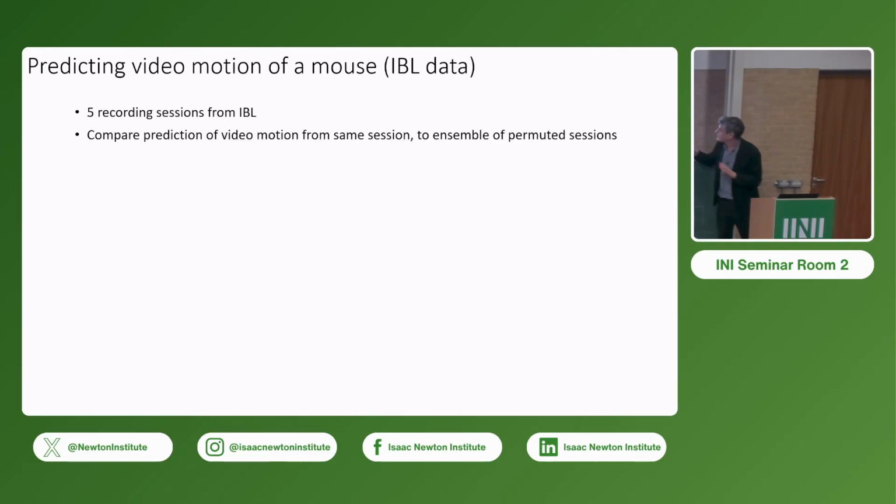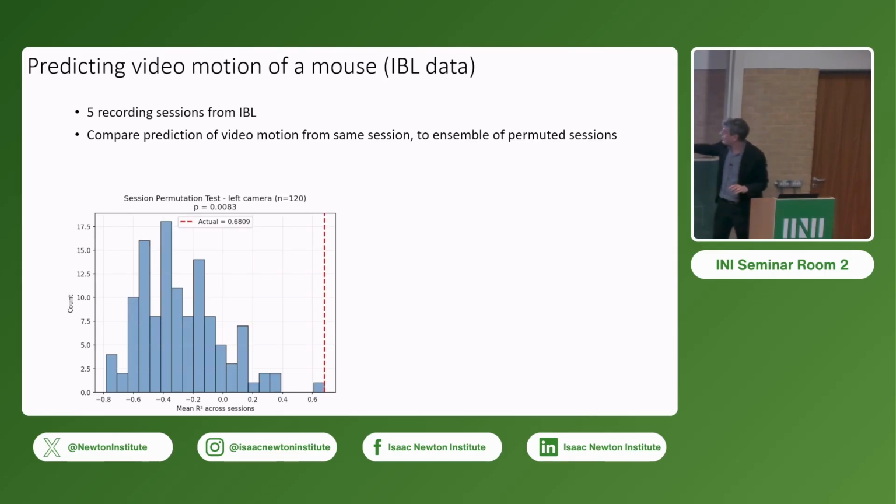These are the recording sessions from the International Brain Lab again. And we're comparing a prediction. I think we had 5 sessions here, so there's 120 possibilities, 5 factorial. And we're comparing the prediction of video motion in the actual session from the brain activity, and it's better than all of the permutations.